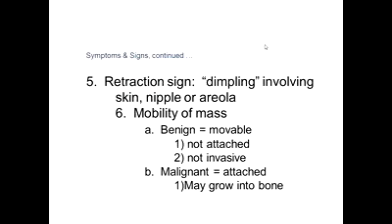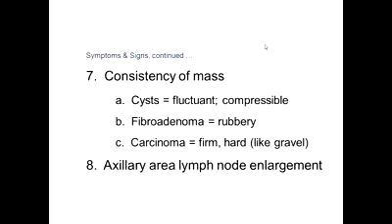This is very important: whether the mass is mobile or not. A mobile, movable mass is likely benign and not invasive, like a breast mouse, which we call fibroadenoma of the breast. Malignant masses are attached and they may grow and invade, and they are fixed most of the time, either fixed to the breast tissue, or fixed to the pectoralis muscle, or fixed to the chest wall.